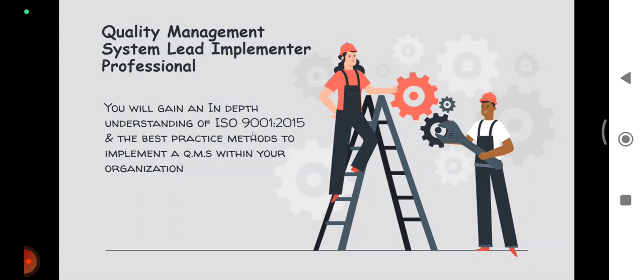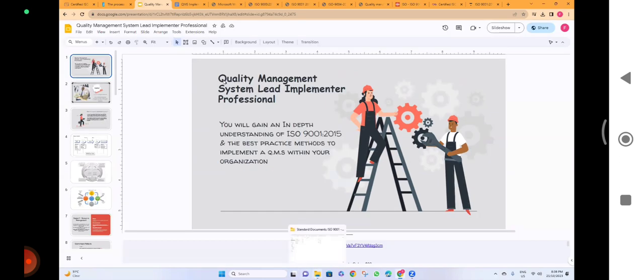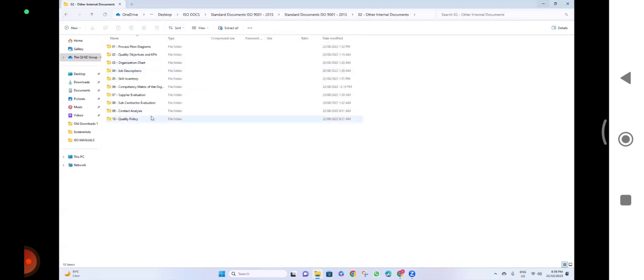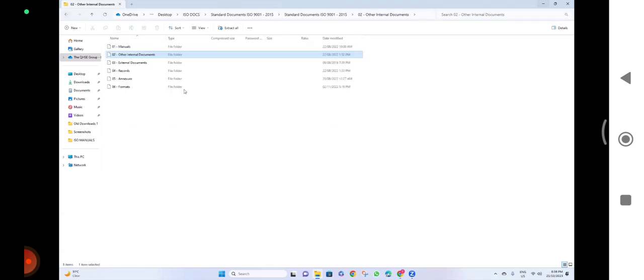Right. So today I'm going to walk you through, and I'm also going to give you an in-depth understanding of ISO 9001 and also the best practice methods to implement a quality management system within your organization, okay? And also today, I'm going to be showing you the secondary documents that you can use. For example, here we've got the manuals, we have got the internal documents and so on. So everything that I'm going to say here, I'm also going to show you which documents to use. And of course, you're going to have all these documents alongside your certificate.